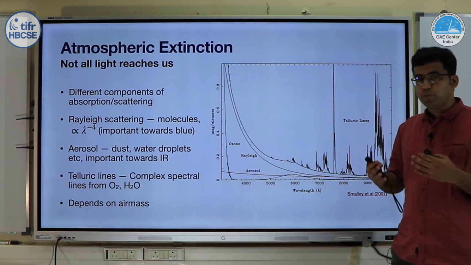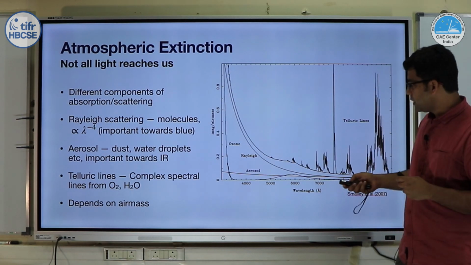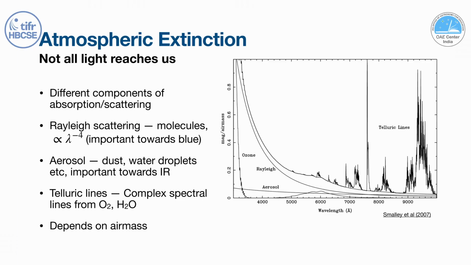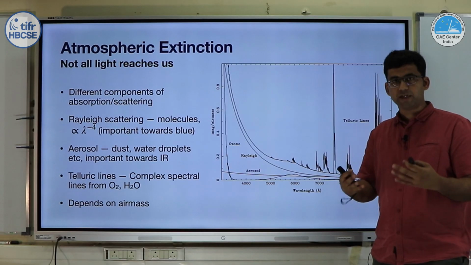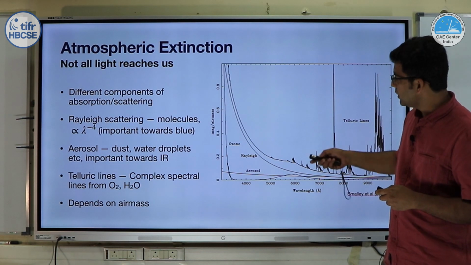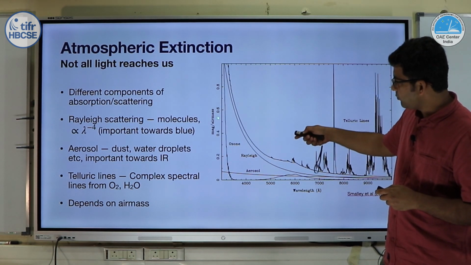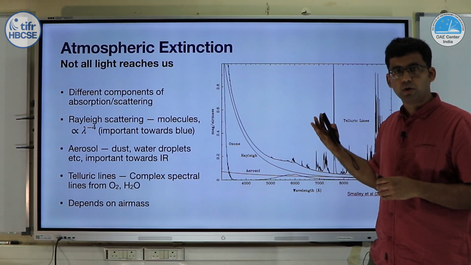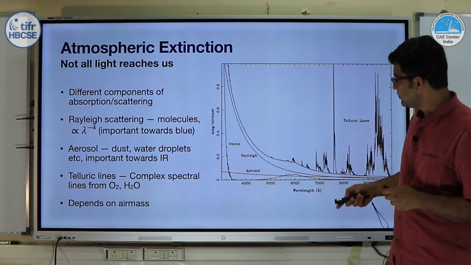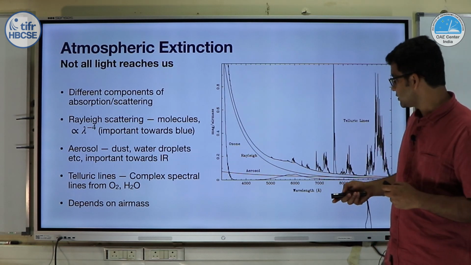There are different components of absorption and scattering. This is a plot of extinction as a function of wavelength. Extinction simply means the loss of light. What fraction of light is lost? Now this has units of magnitude per air mass, and we will talk about air mass in the next few slides. But let us talk about the components first.